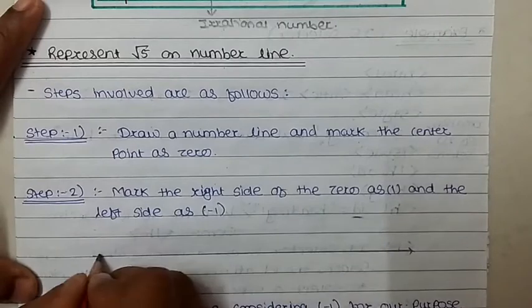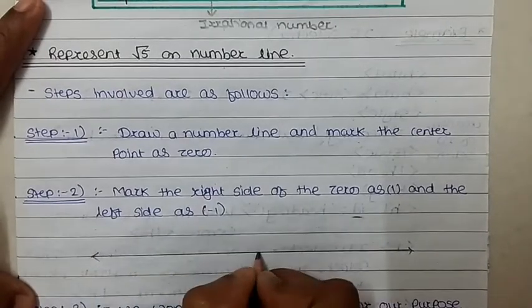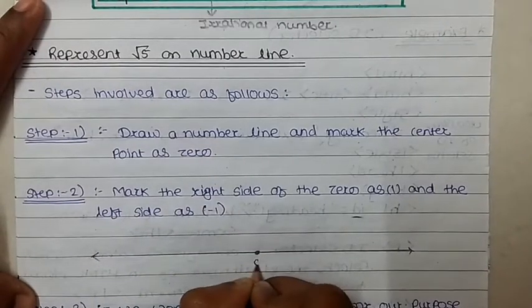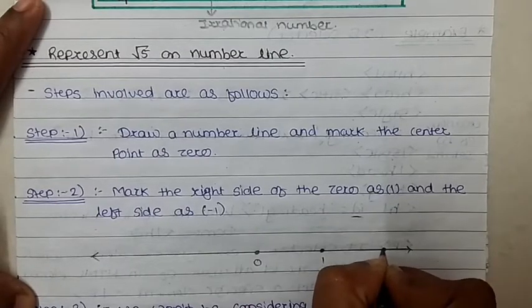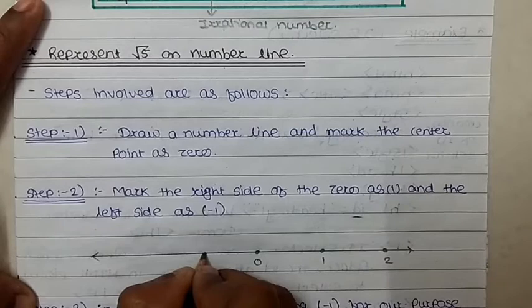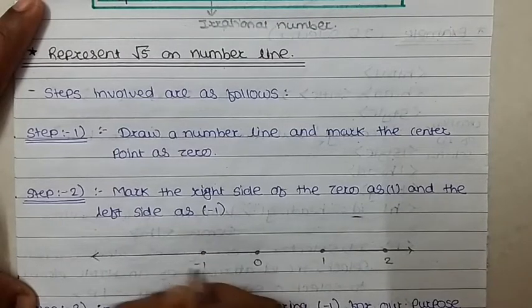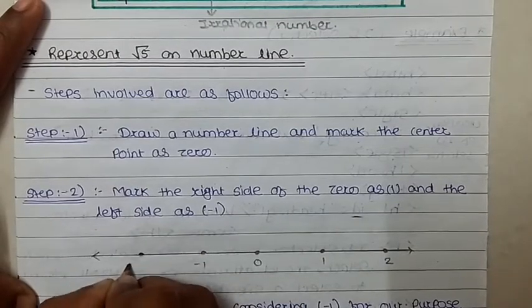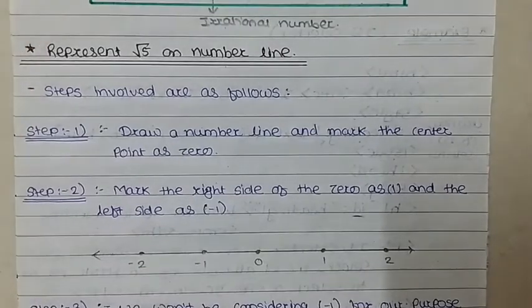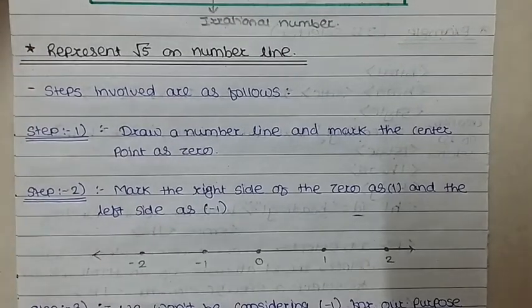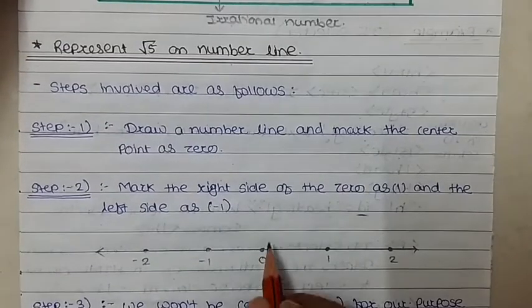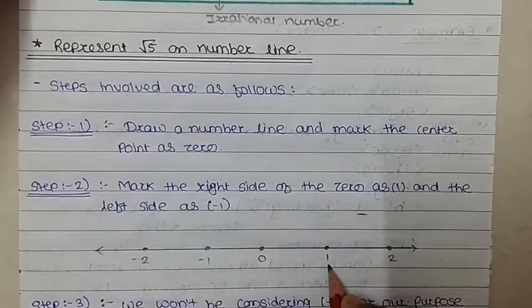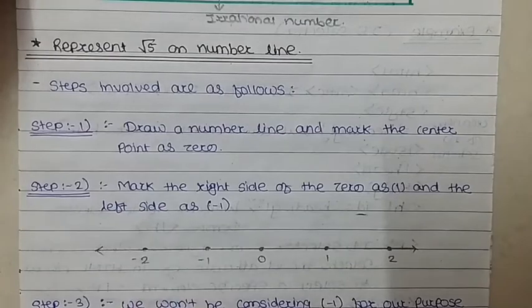Yes, you should draw a number line, that is 0, 1, 2, -1, -2. Now, this is your step 1, and step 2, which is the right side of 0 there is +1 and the left side of 0 that is -1.